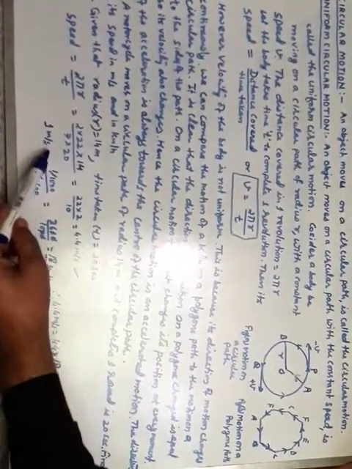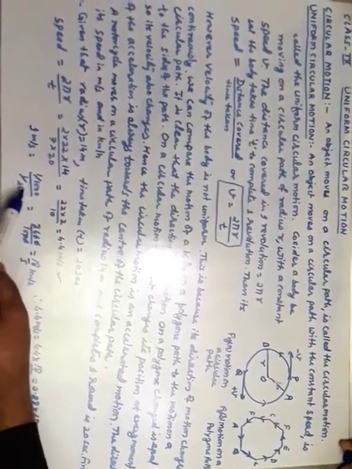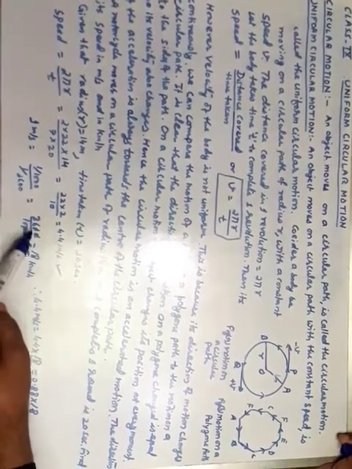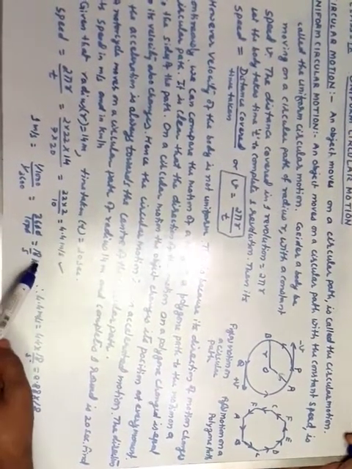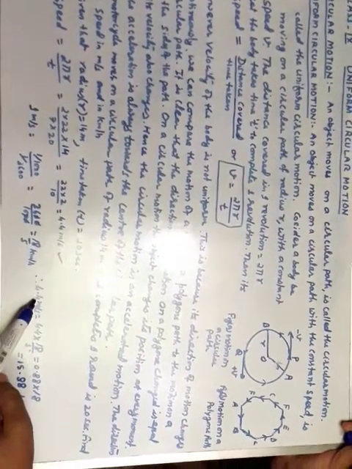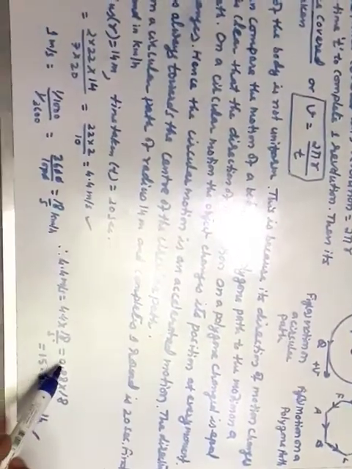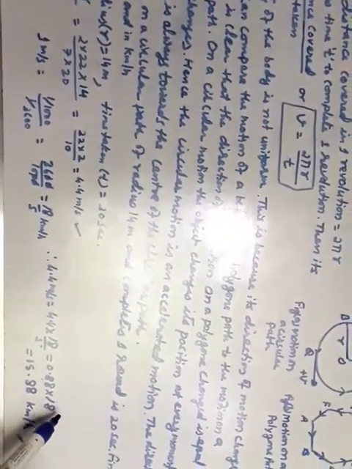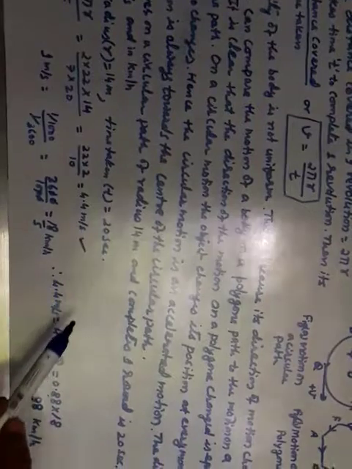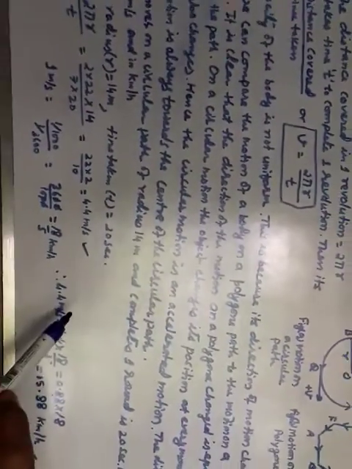So 1 meter per second means 1 by 1000 divided by 1 by 3600. This is equal to 3600 by 1000. So naturally this comes as 18 by 5 kilometer per hour. Therefore 4.4 meter per second is equal to 4.4 into 18 by 5 kilometer per hour. After solving this, we get 0.88 into 18 kilometer per hour or 15.88 kilometer per hour. In this way, we can calculate the speed of an object moving on a circular path.